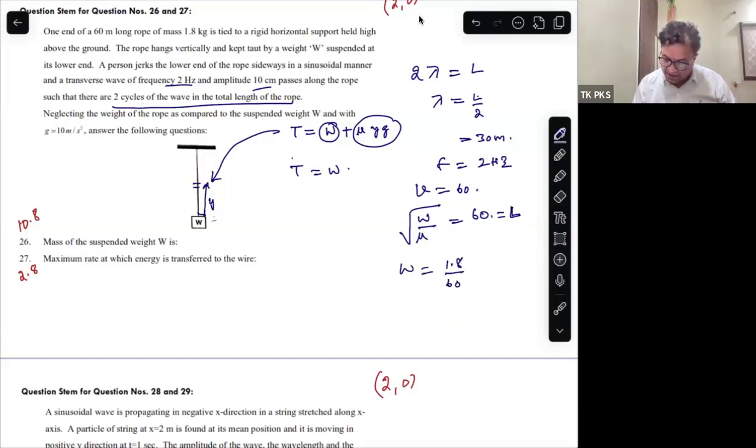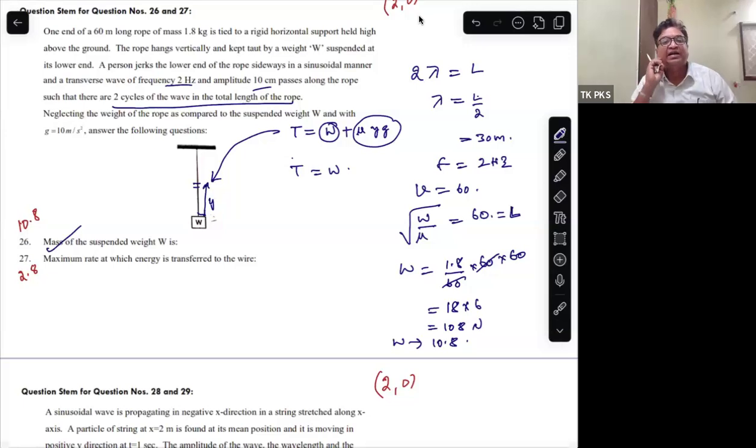1.8 by 60 into 60 into 60. 60 cancel. 1.8 into 60, 18 into 6. 60 plus 48. 108 Newton. But in kg weight, it is 10.8, because you asked mass, not weight. A lot of students will go wrong in writing it as 108.